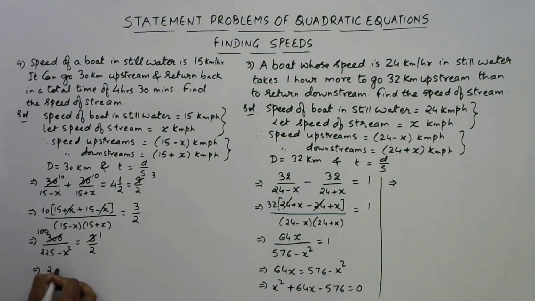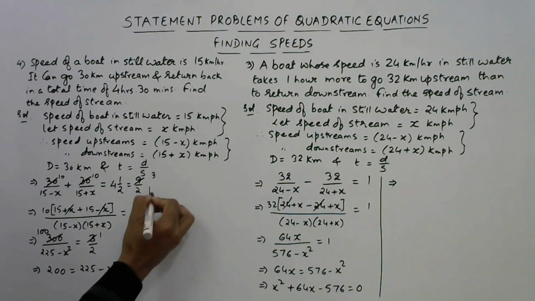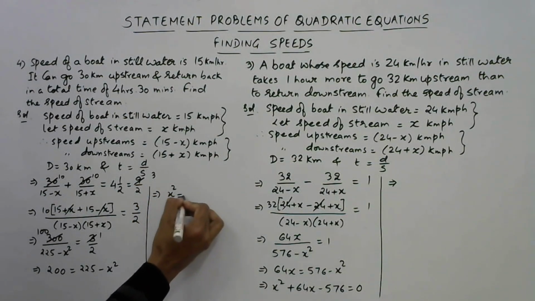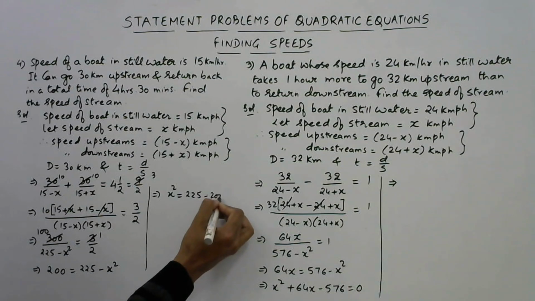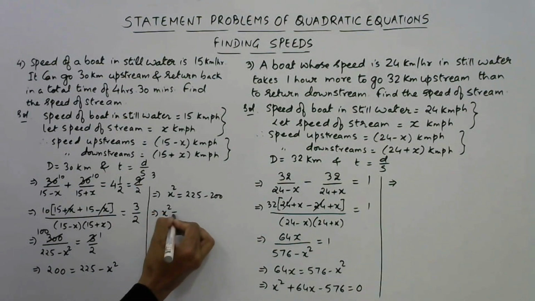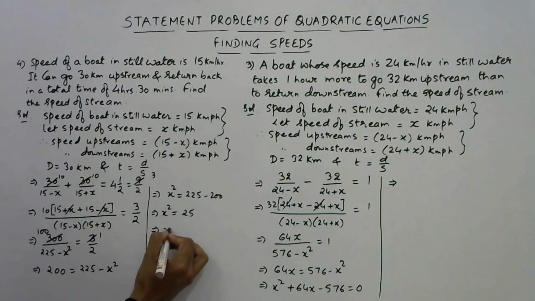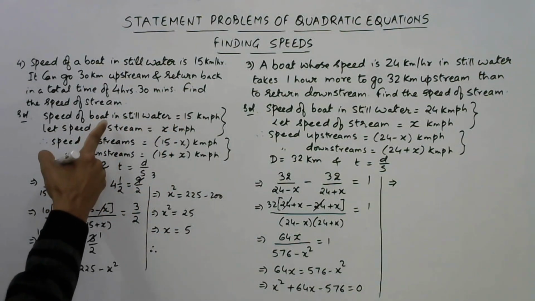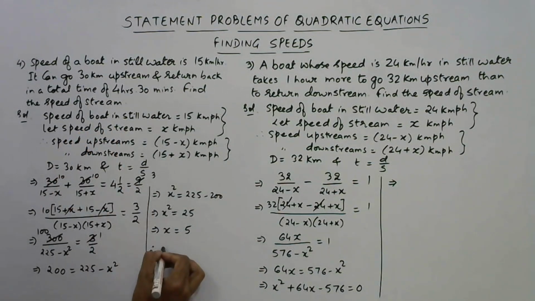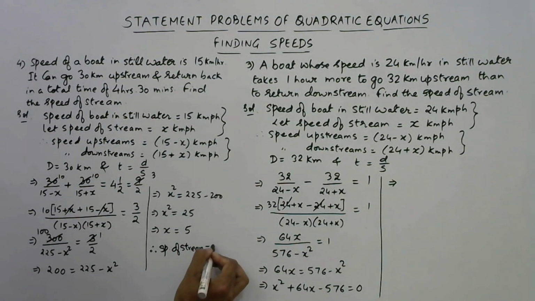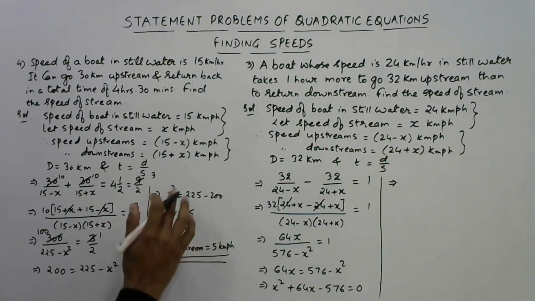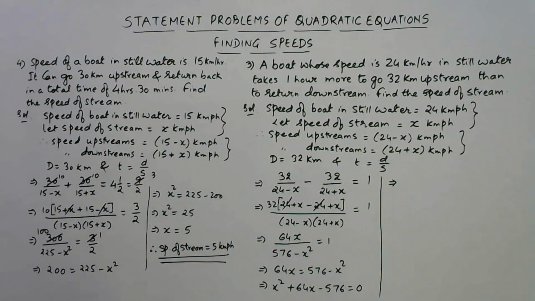You will get 200 is equal to 225 minus x square, and now we can simplify this. x square equal to 225 minus 200, or x square equal to 25, giving us the value of x as 5. Therefore, what was x? x was the speed of stream. So we have found out the speed of stream as 5 kilometer per hour. Now this is the answer of the second question.